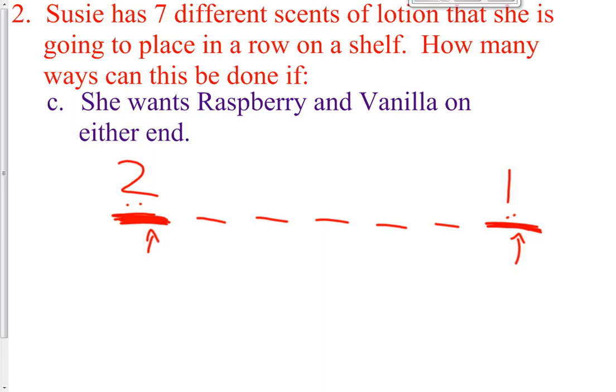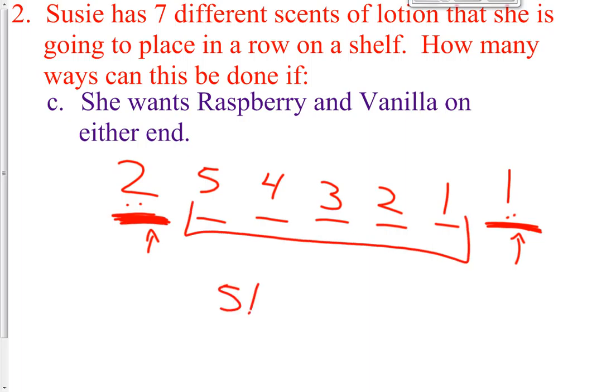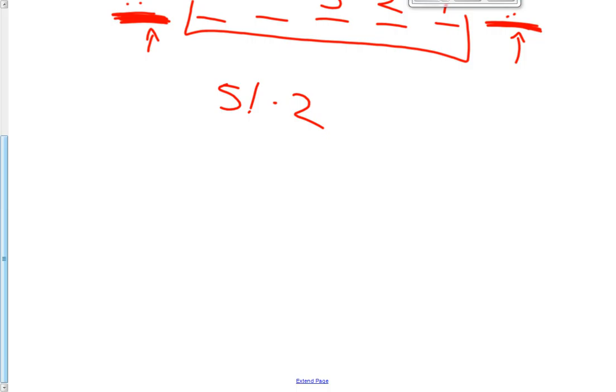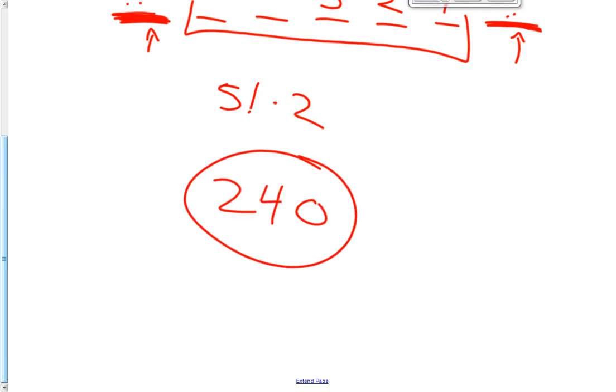Now there are 5 different lotions left because there's 7 total and she placed 2 of them. So it's 5, 4, 3, 2, 1. You can multiply all those numbers together, which is the same thing as taking 5 factorial. This right here is 5 factorial multiplied by 2 factorial, which is just 2 times 1. So there's how you get your answer for letter C, 5 factorial times 2. Your answer is 240 different ways.